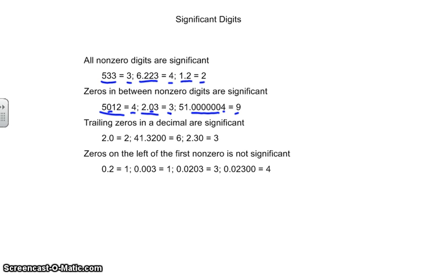So here I have a 2, a decimal point, and a 0. So I have 2 significant digits. Here I have a decimal and 2 zeros at the end, so I count everything: 4, 1, 3, 2, 0, 0. So I get 6. The last one, 2.3, has 3.